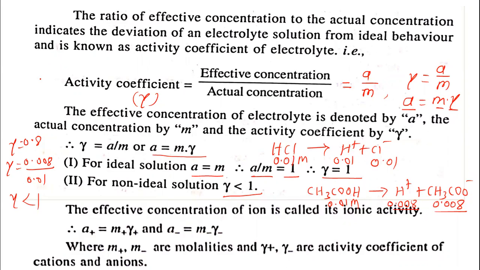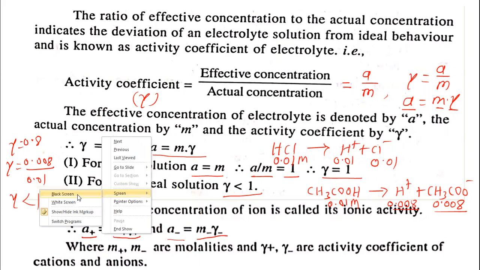You can see here, the activity of the cation is equal to M positive into gamma positive, and the activity of the anion is equal to M negative into gamma negative. So this effective concentration of ion is called its ionic activity, as the ions are present in the solution. They have the activity, and that activity is called its ionic activity. So A positive is the activity of the cation.